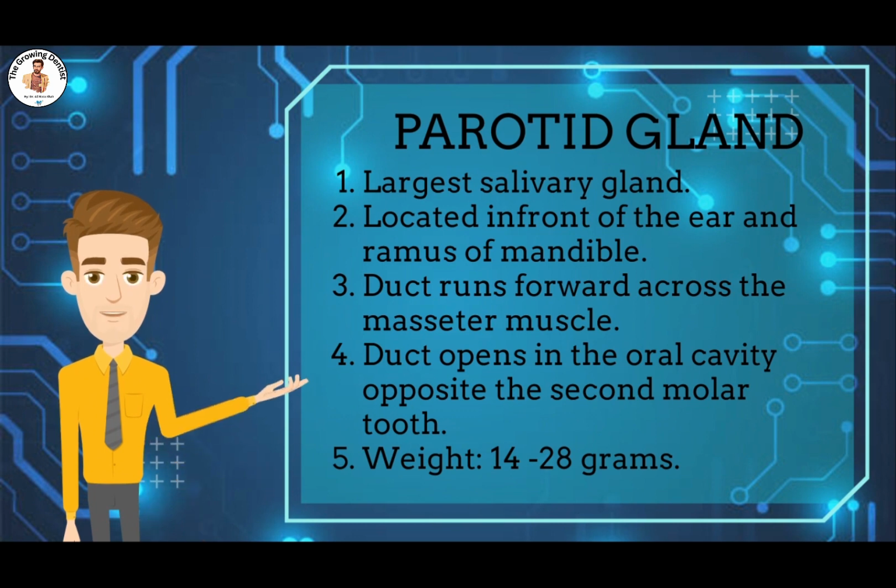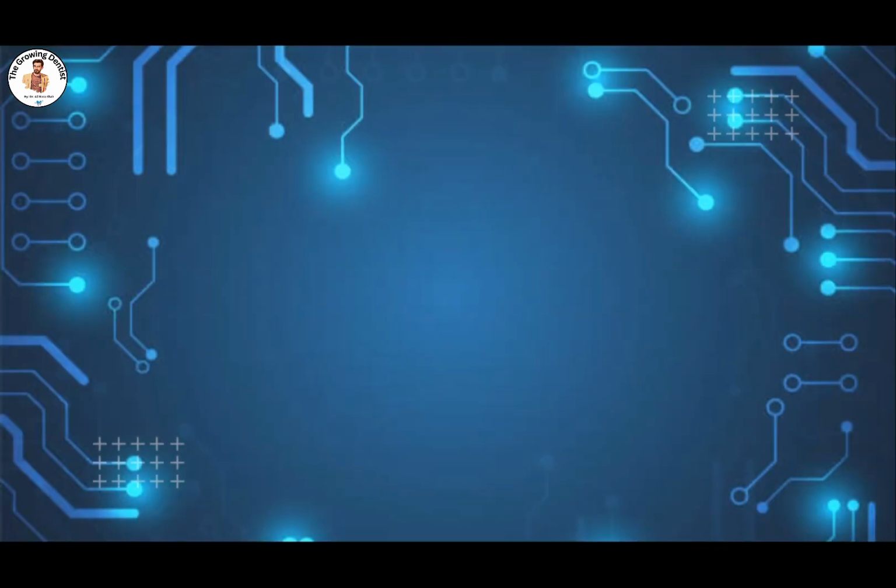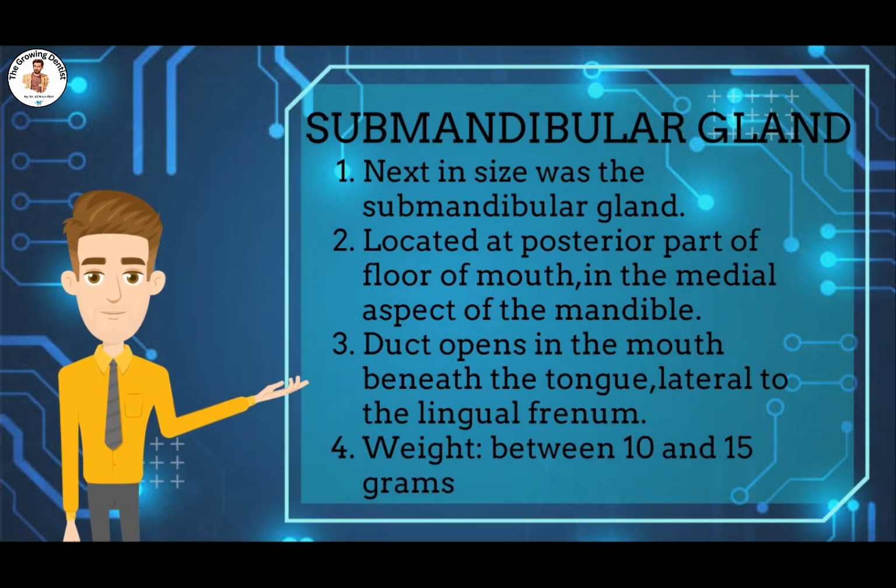Next in size is the submandibular gland. It is located at the posterior part of floor of mouth. This gland is tucked up against the medial aspect of the mandible. It has an excretory duct that runs forward and opens in the mouth, beneath the tongue, by way of a small orifice lateral to the lingual frenum. It weighs between 10 to 15 grams.